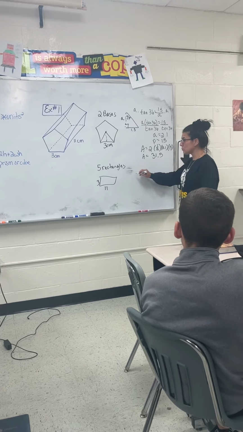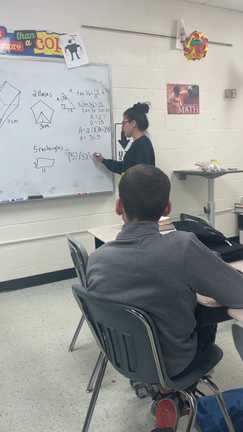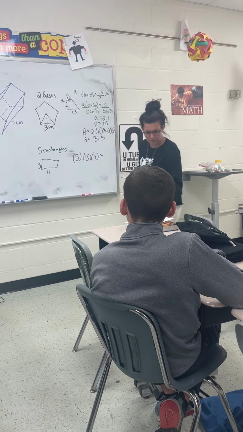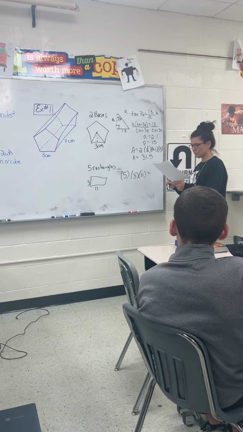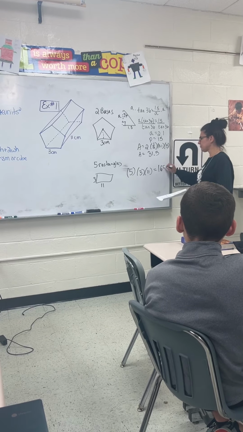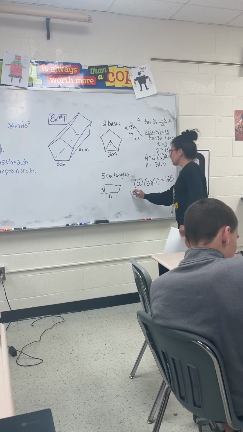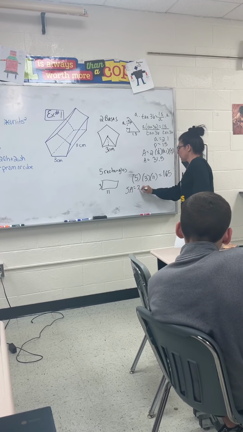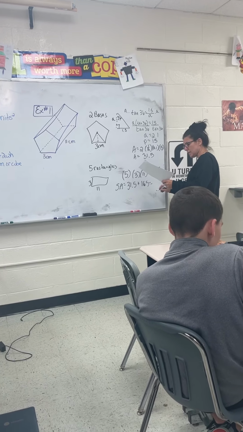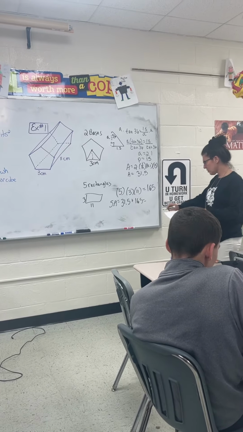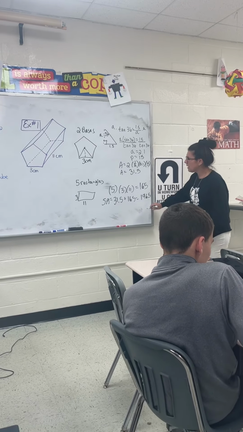To find the area of these rectangles, we have 5 of them, and they're each 3 by 11. So what's the area of those? Should be 165. So total surface area, we're adding everything together. So total surface area would give me 31.5 plus 165, which gives me 196.5 centimeters squared.